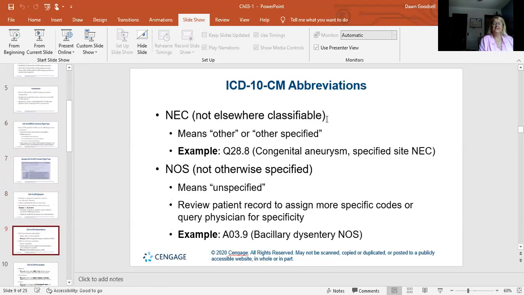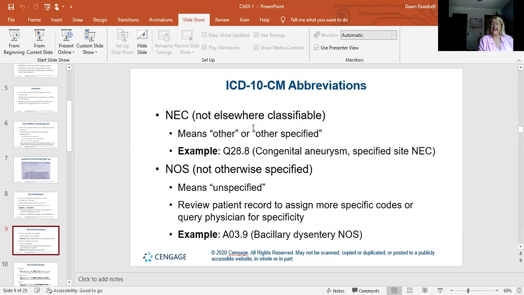Okay, you might want to write that down. NEC means we do not have enough information to code. Okay, now, I take that back. NEC means that you have enough information, but you don't have the information to code it. Okay, so it could be a very special situation.